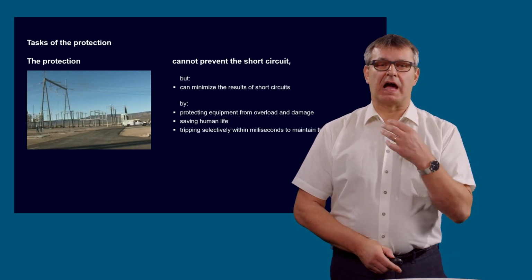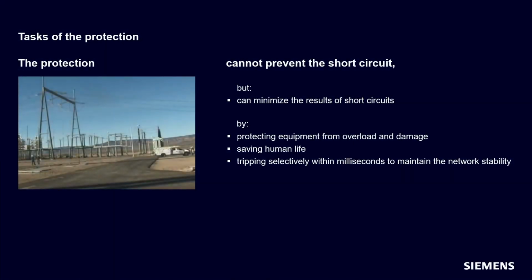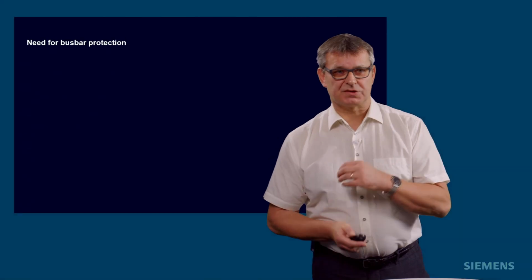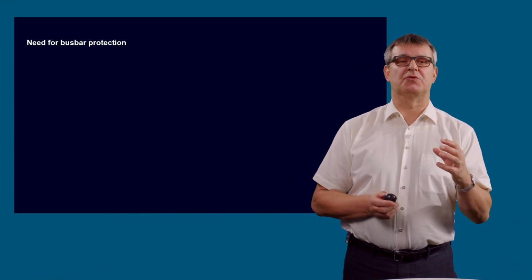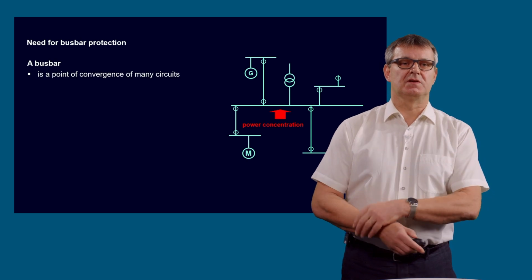And how does it do this? Protection protects human life and prevents damage to the equipment by tripping really selectively within milliseconds, to also maintain the network stability. That was for protection in general. Why do we need busbar protection?